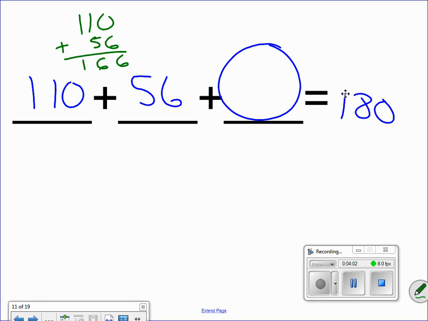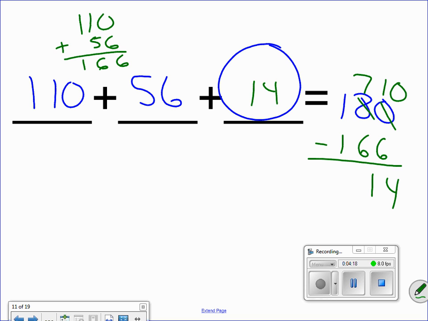We have to add these two together, or you could subtract 180 minus 56 minus another 110, which sounds like a ton of work. So let's just keep going like this. Nice strategy. 166 subtracted from 180. This becomes a 10. This becomes a 7. We have a 4. We have a 1. 0. My missing number is 14.